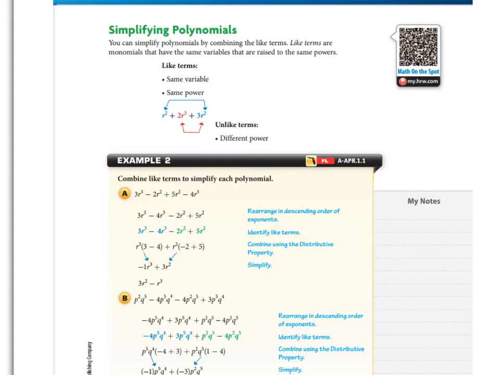Simplifying variable polynomials, we've actually already done that. It's simply combining like terms. Remember, like terms have to have two things. They have to have the same variable, and that variable has to have the same power or exponent.